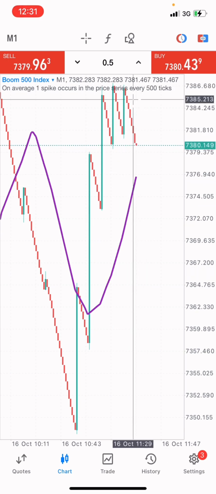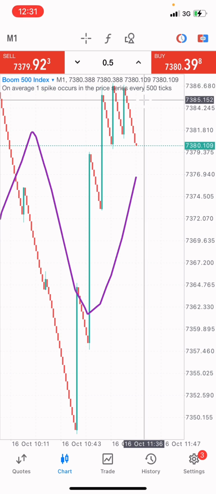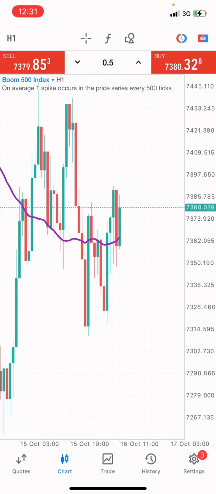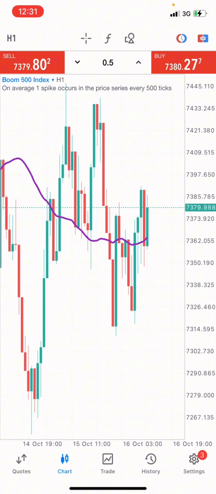This means that the markets are already at the upward trend. So we'll go back to the 1 hour time frame, right here. All right, this is perfect. This is what I was talking about.